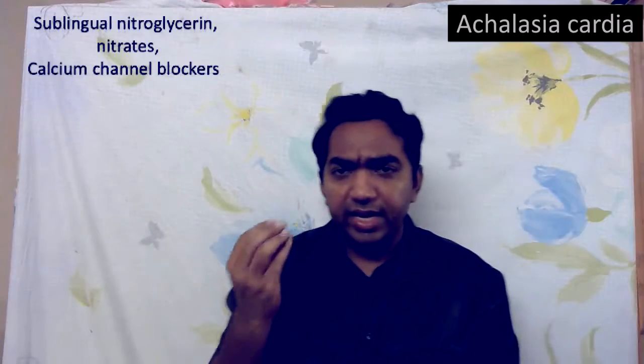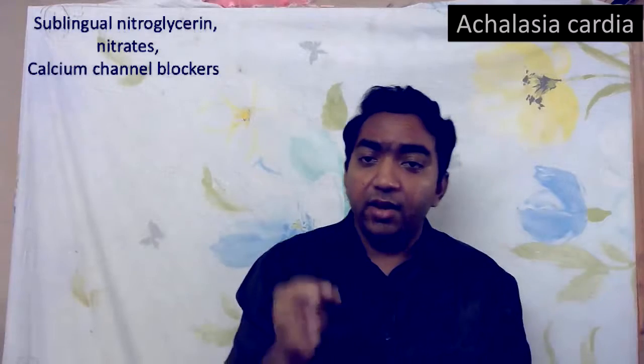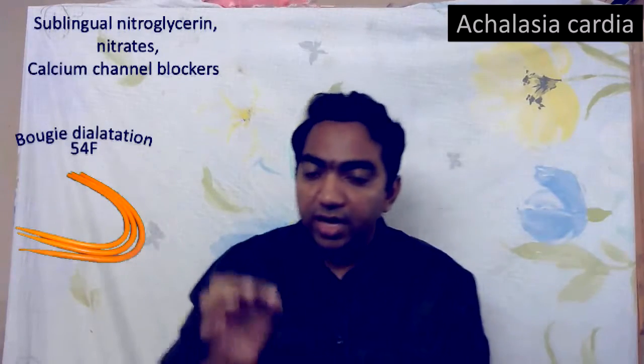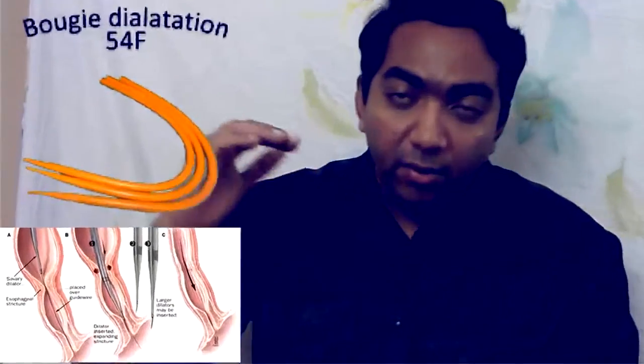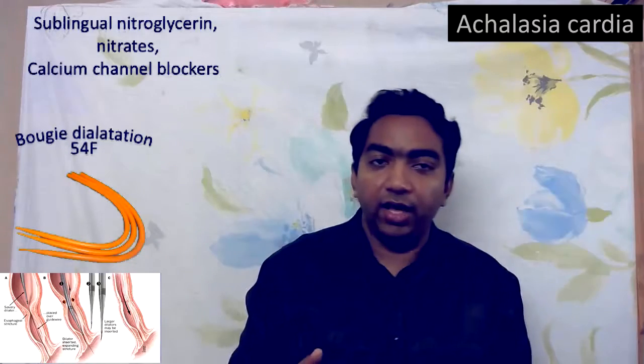Now, in case the lower esophageal sphincter is not relaxing at all, we can go in for a bougie dilatation. Generally, a bougie of 54 French is used. Initially, as you can see in the picture, a guide wire is passed. How do we pass the bougie through a structure? Initially, a guide wire is passed, then a small bougie is passed and removed, and over the guide wire again a larger bougie is passed, removed, and again a larger bougie is passed. At least a 54 French dilatation will be required for effective passage of food into the esophagus.